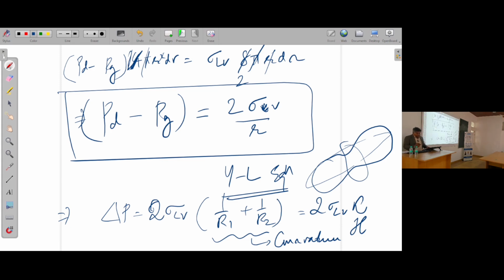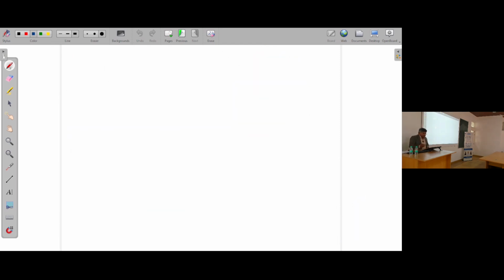Now, there is another twist to it. In some books you will find the definition of kappa as half of 1 over R1 plus 1 over R2. It's almost the average of the two radii. This is also fine, there's no problem with it. It's just the way you want to put your 2. And this is the so-called mean curvature.